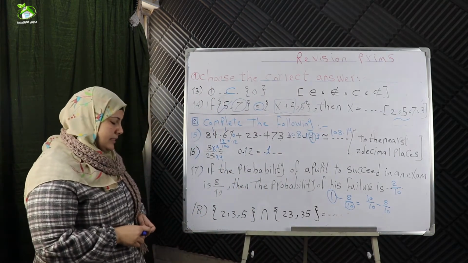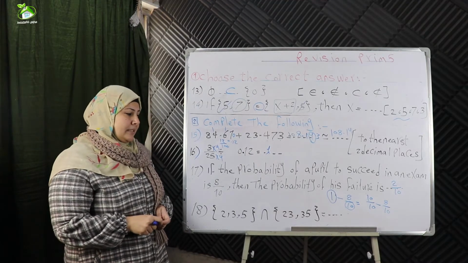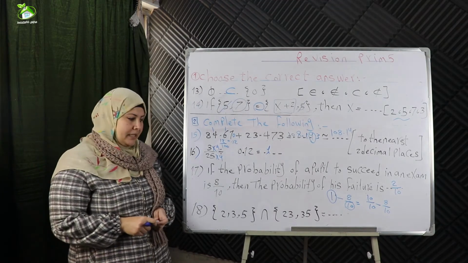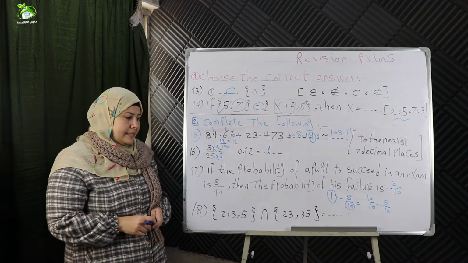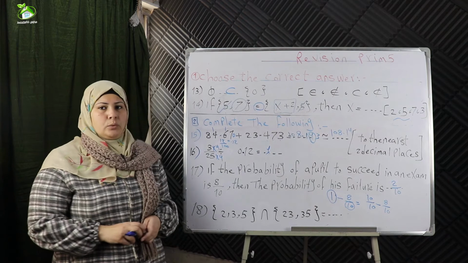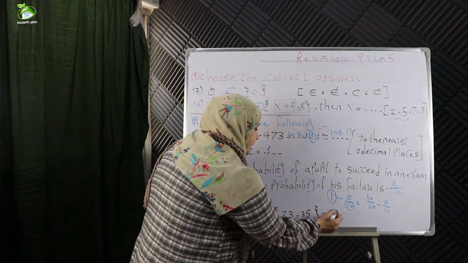Number 18, the set of 2, 3, and 5 intersect the set of 2, 3 and 5. Intersect means the common elements between two sets. There is no common elements between two sets. Then the intersection will be 5.